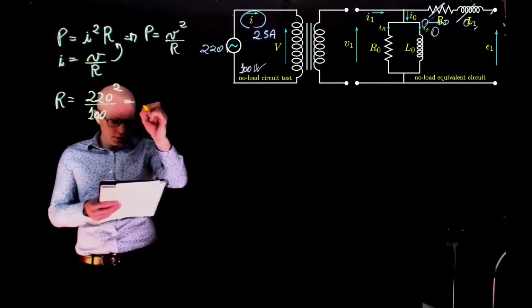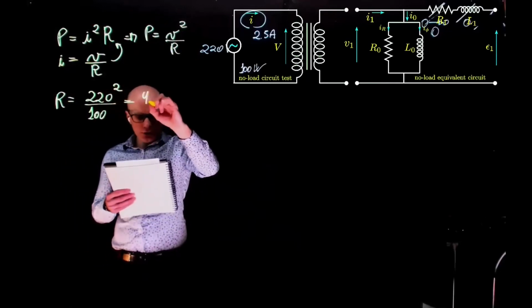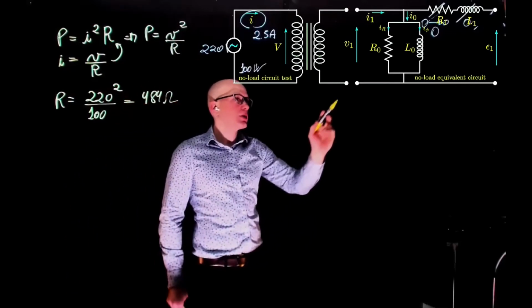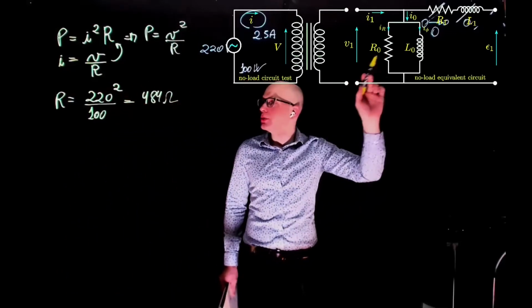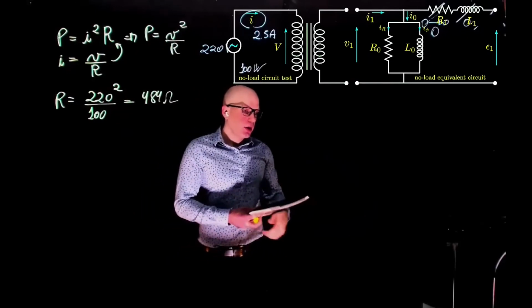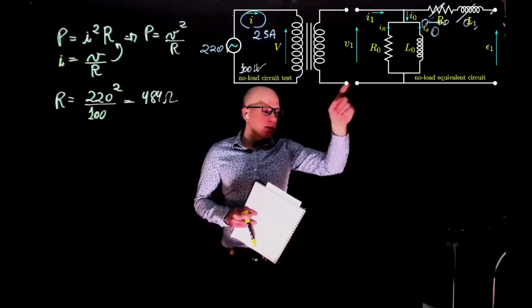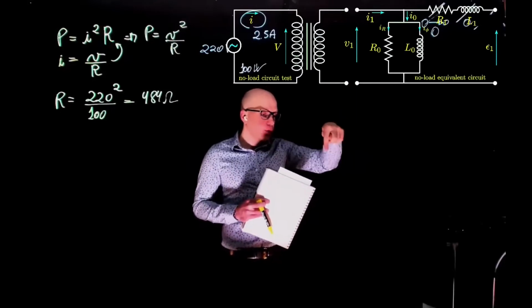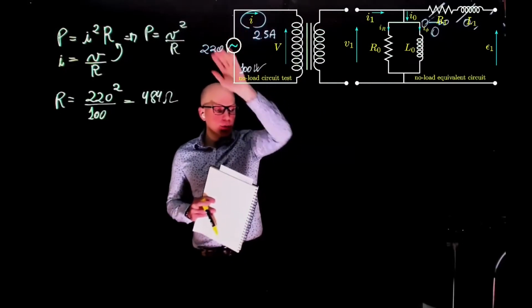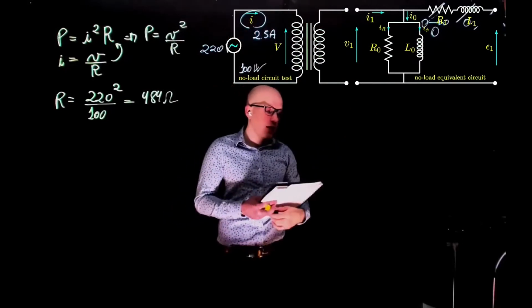$100, and this is 484 ohms. This is this resistance R0. Now that we have the resistance R0, we can find IR. We can find the current through that resistance because this whole part of the circuit is in parallel with 220 volts. So they both have the same voltage.